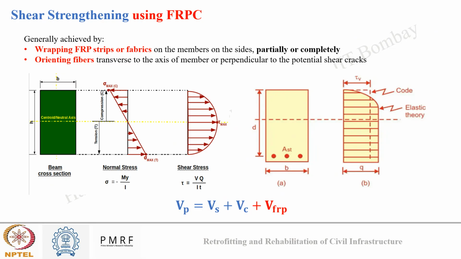So now let's talk about shear strengthening using FRP. This is generally achieved by wrapping an FRP sheet or fabric on the member on the side, either partially or completely, and orienting the fibers transverse to the axis of the member, or perpendicular to the potential shear crack direction. In the image, you can get a basic understanding of how shear strengthening happens.